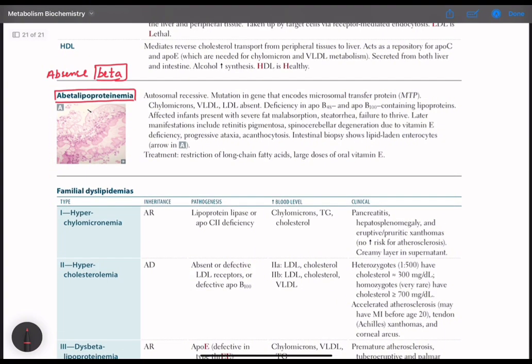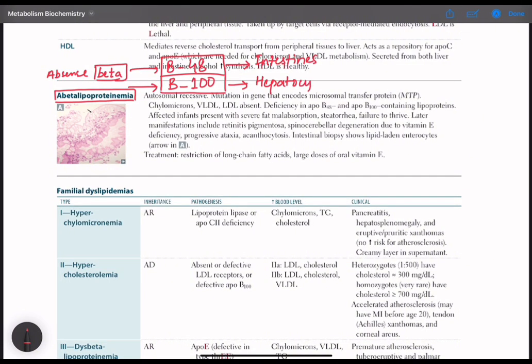Apolipoprotein B48 and B100 are known as beta lipoproteins. These apolipoproteins are required by the lipoproteins for their secretion from intestines and hepatocyte. B48 is required for secretion of lipoproteins from intestines, while B100 is required for secretion from hepatocytes. B48 or intestinal lipoprotein is chylomicron, while B100 is for VLDL and LDL. IDL after being modified becomes LDL.